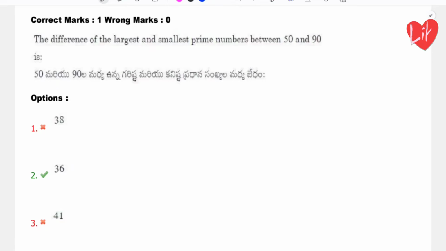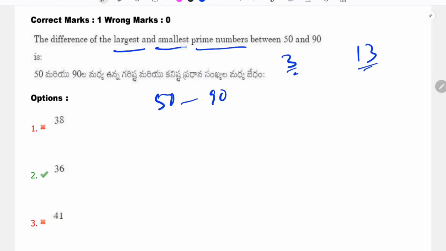Second question. The difference of the largest and the smallest prime numbers between 50 and 90. Right. Prime numbers means what? A number which is divisible by 1 and itself is known as a prime number. For example, 3 is a prime number because it can be divided by 1 or 3 itself. 13 is also a prime number because it can be divided by either 1 or 13, no other number. Similarly, from 50 to 90, we have to find first the largest and smallest, and then make the difference. Difference means minus here.